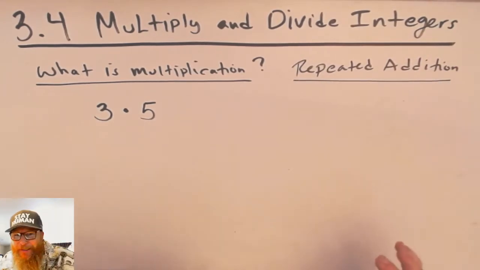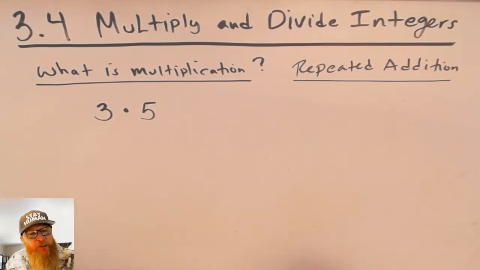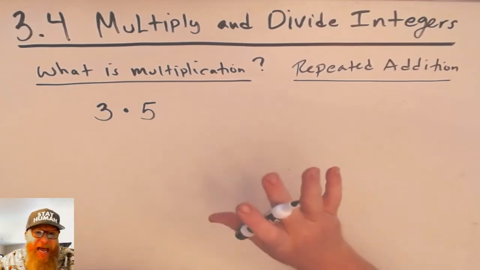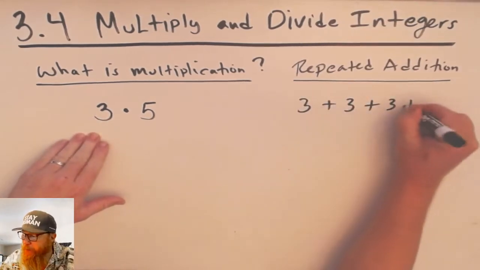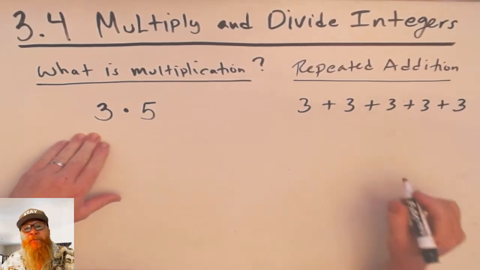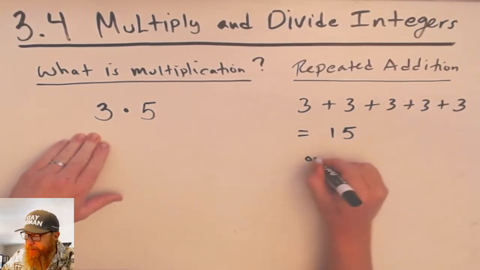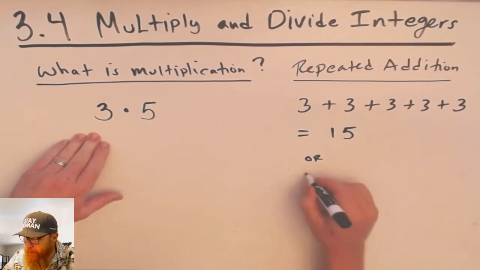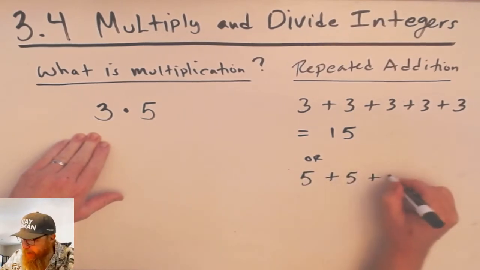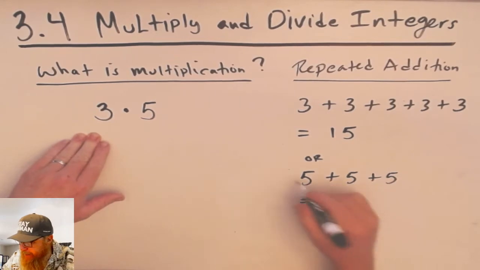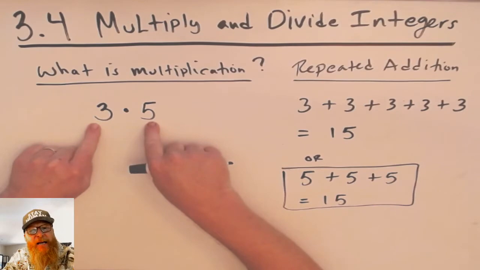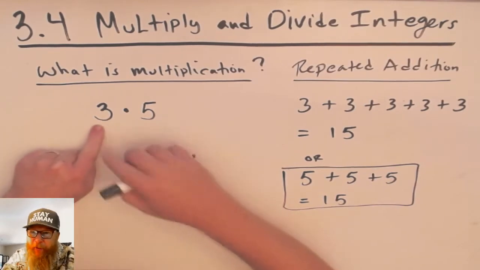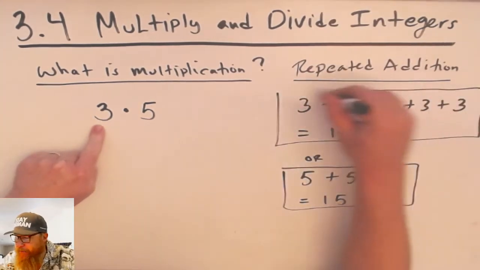But the answer is multiplication is actually repeated addition. So there really is no thing called multiplication. It's really just addition that you did when you were 10, and you just remember that if you go 3 plus 3 plus 3 plus 3 plus 3, you're going to get 15. Or an easier way to do it would be 5 plus 5 plus 5, and you're still going to get 15. So either way, you could say you're going to add 3 5 times, or you could say you're going to add 5 3 times. But either way, you're going to get 15.